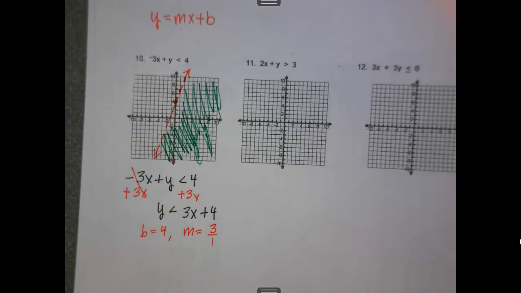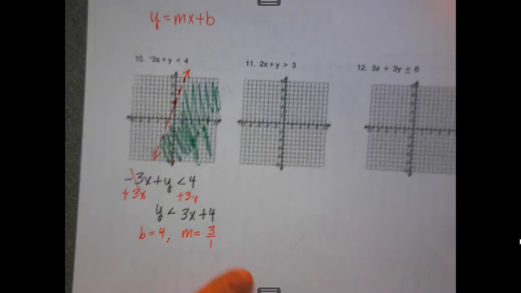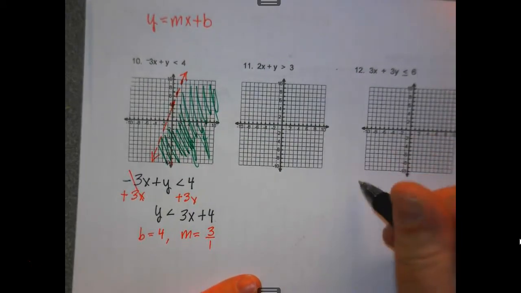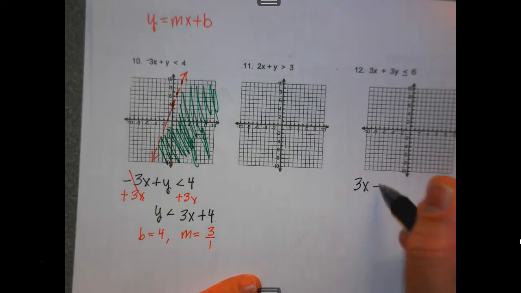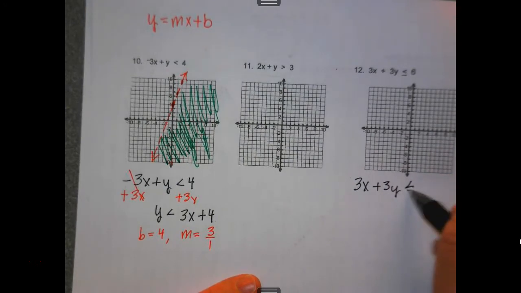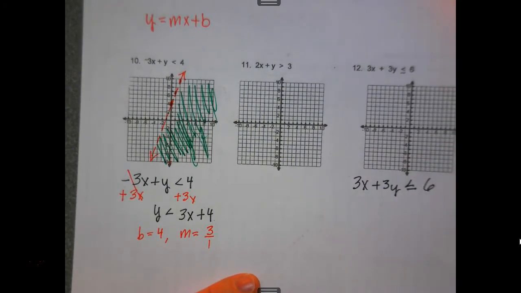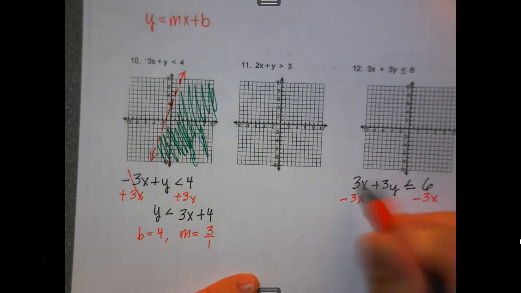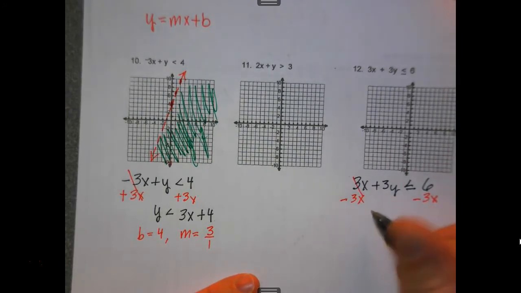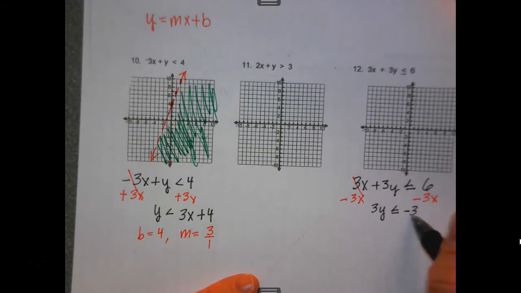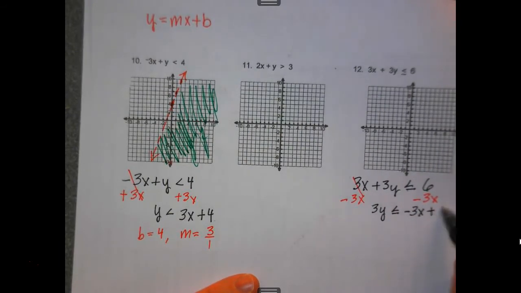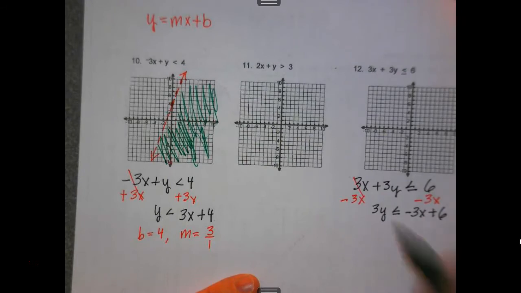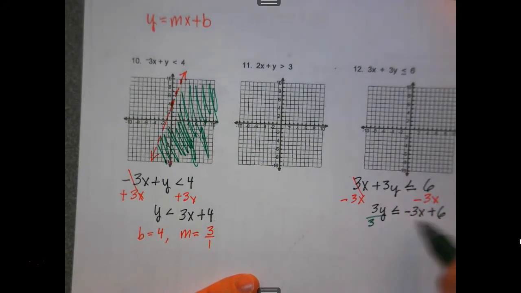And I'll do number 12 for you. So I got to put it in y equals mx plus b form. 3x plus 3y is less than or equal to 6. So I got to get y by itself. I'm going to get rid of the x's. So I got 3y is less than or equal to, I'm going to put my x term first, negative 3x plus 6. Then I have to divide every term by 3.